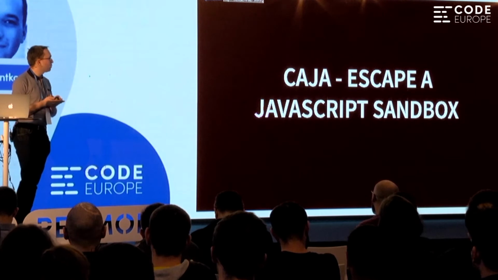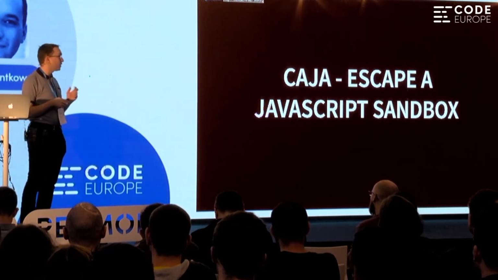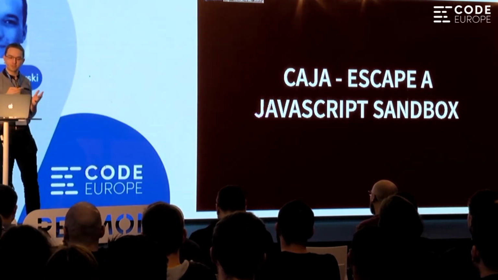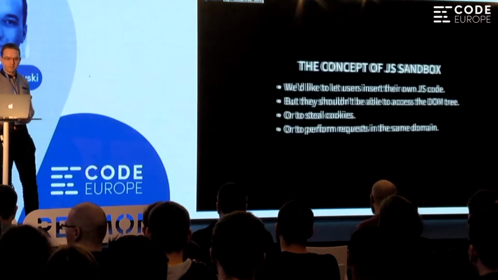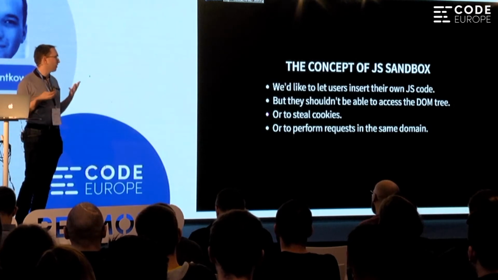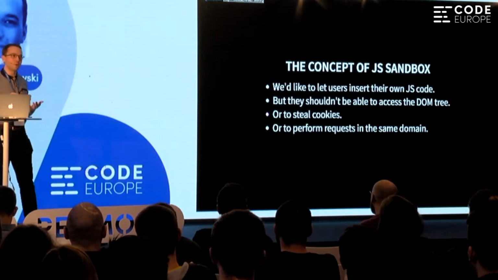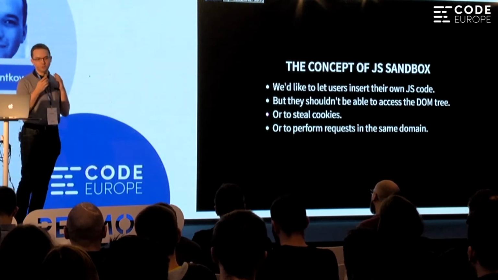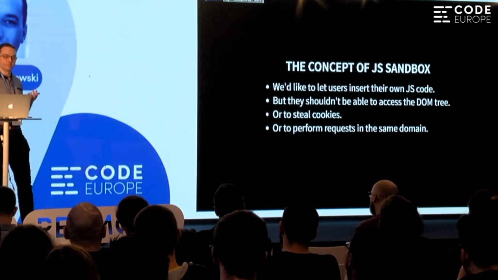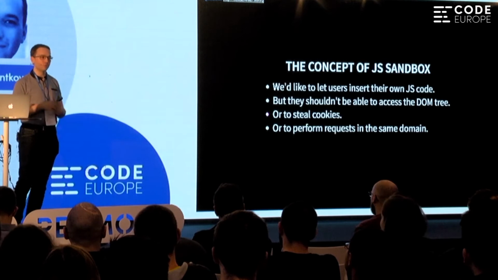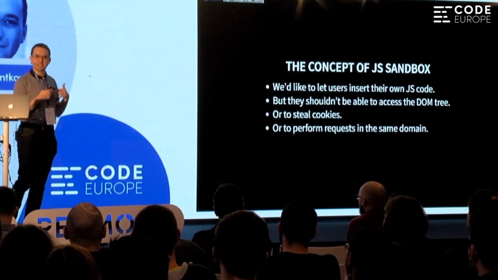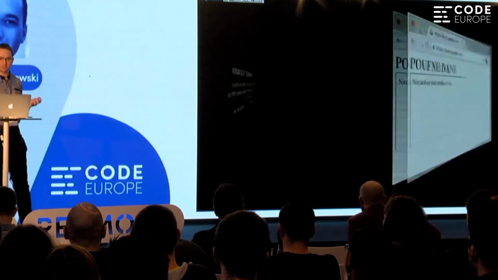Okay, now I will go to 3 examples of issues I reported to Google. And all of them are related to Caja. This is a JavaScript sandbox that was done by Google. What is the concept of a JavaScript sandbox? Imagine that you have a website in which you want your users to insert their own JavaScript code. However, you don't want them to be able to access the DOM tree or to steal cookies or to perform requests in the same domain. So you want the JavaScript to be safe. And how can you do that? Well, you can do that with Caja.